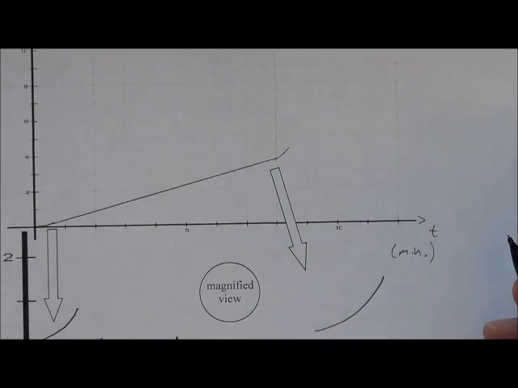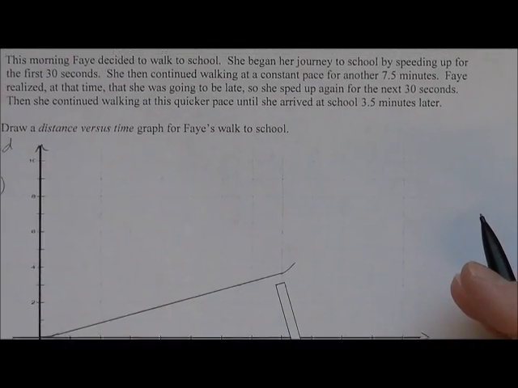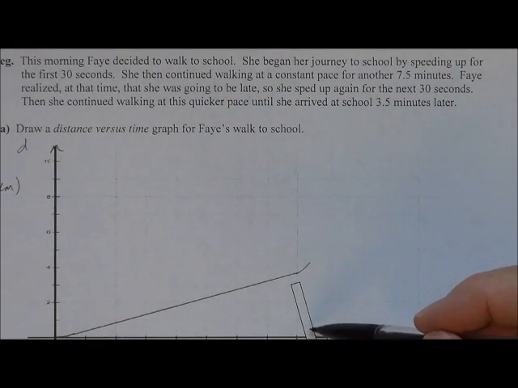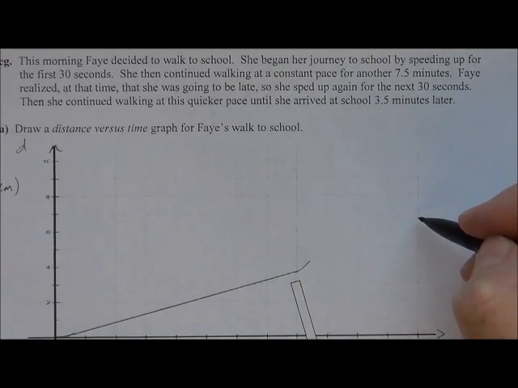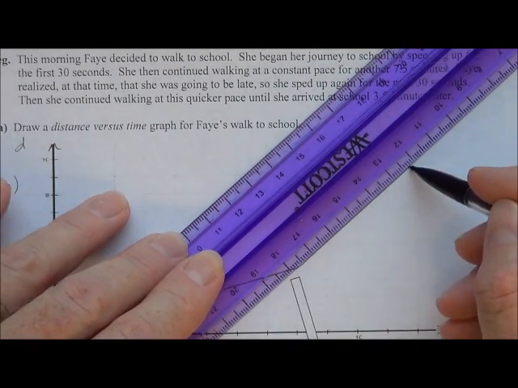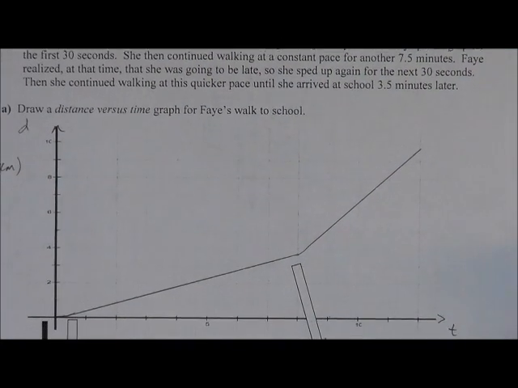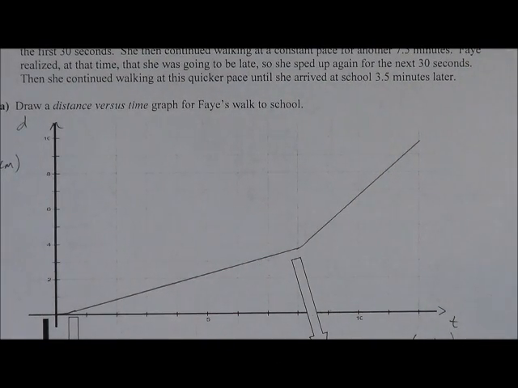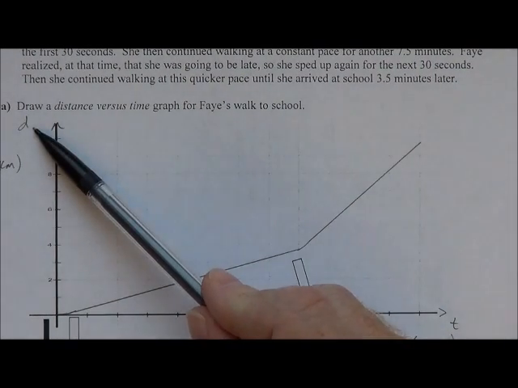And then she's going to continue at this quicker pace for another 3.5 minutes. That's 8.5 minutes, and then 30 seconds, and that'll get her to school at about the 12-minute mark. So I'll just continue this up here at a constant pace. Okay, so that's how you would go about drawing a graph like that with different segments that are described in the scenario. So that's a distance versus time graph.